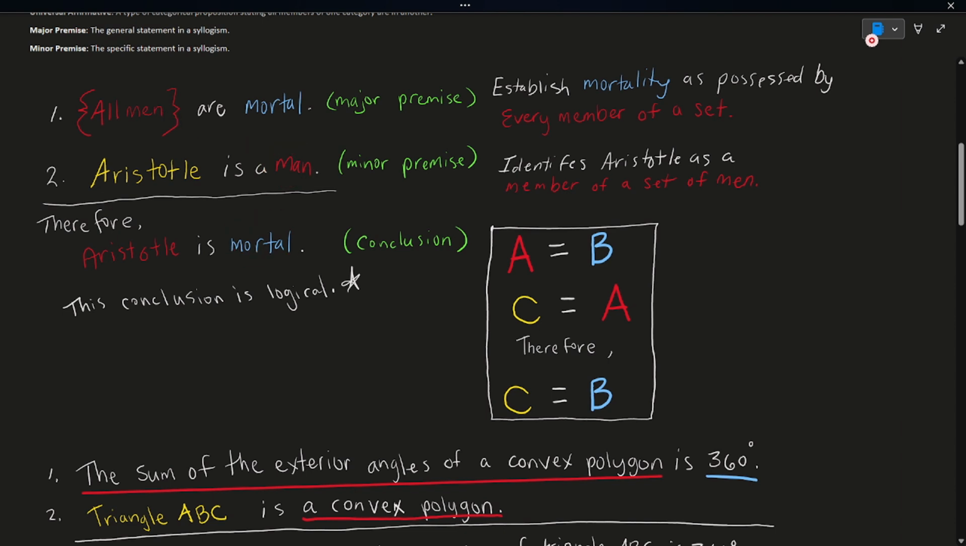I always like to look at it like this, and I don't think the book covers it well. A equals B, right? You can see that all men equal mortal. Then you have C, Aristotle. He equals the group of all men. Therefore, Aristotle is mortal, right? This is going to make your conclusion logical. I hope that color coding and this A equals B, C equals A, therefore C equals B helps. I know it helped me.